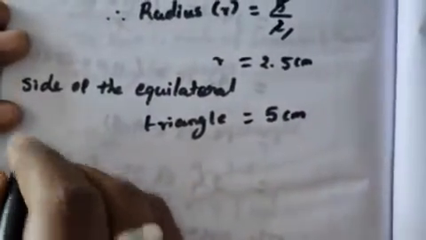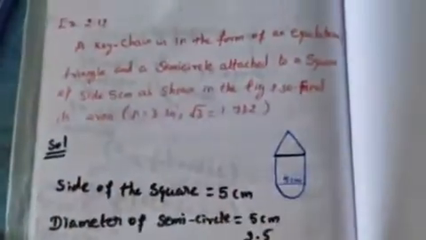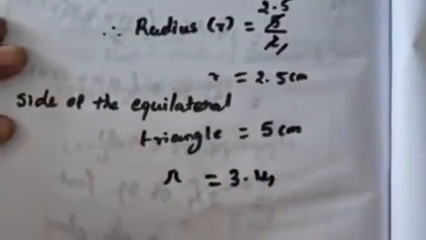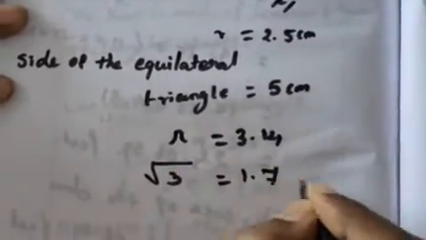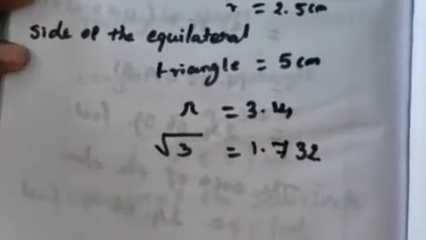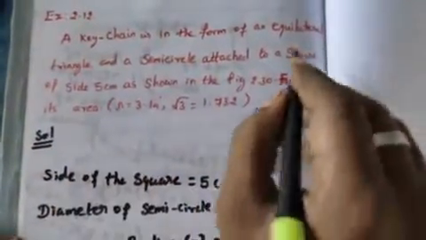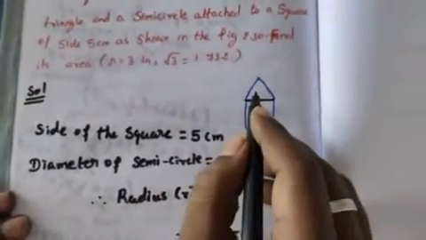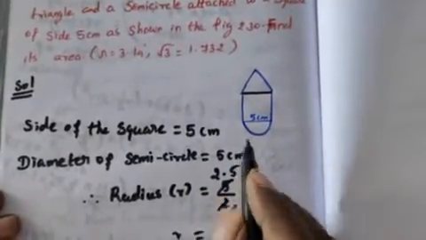Then what things are given in the sum? The value of pi is equal to 3.14, and the value of root 3 is equal to 1.732. Now, find its area. We need the area of the combined shape. Therefore, we need the area of the equilateral triangle, the area of the square, and the area of the semicircle.